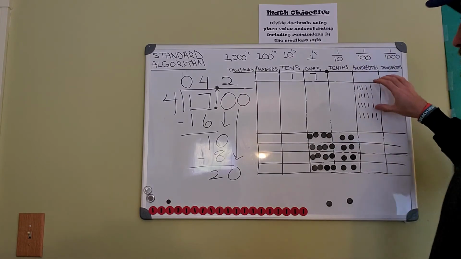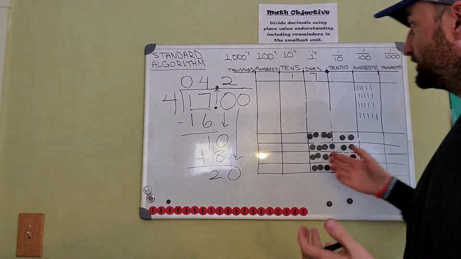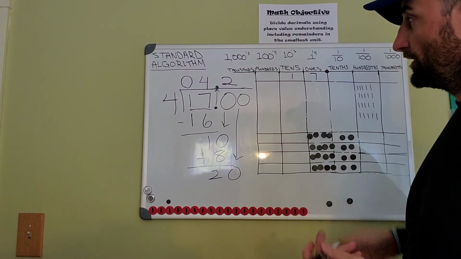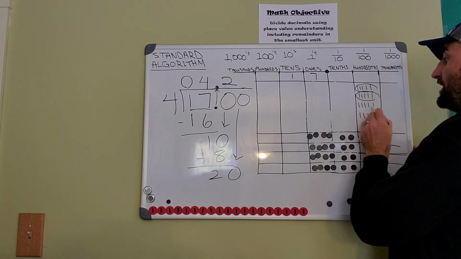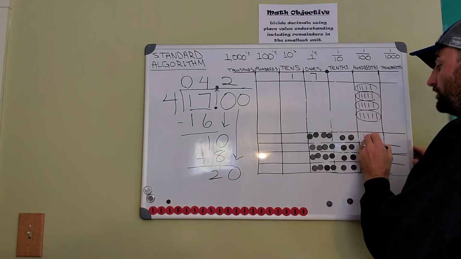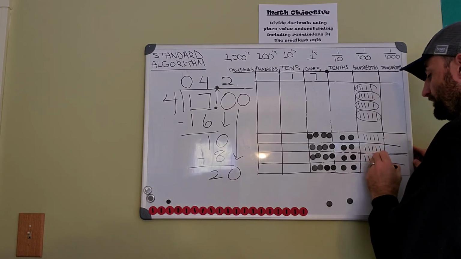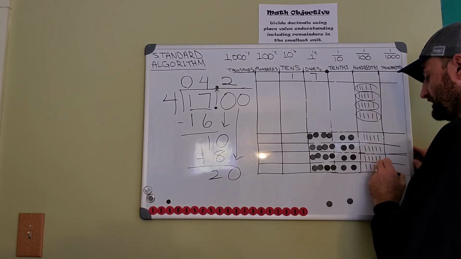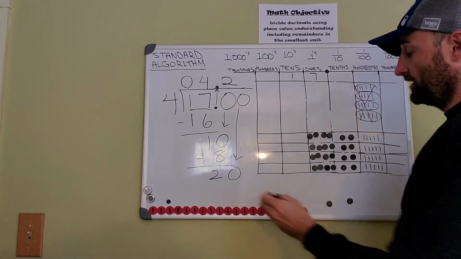Can I break these 20 hundredths into 4 equal groups? I sure can, because I know that 20 divided by 4 is 5. And I'll prove that to you because I have 5, 5, 5, and 5. 1, 2, 3, 4, 5, 6, 7, 8, 9, 10, 11, 12, 13, 14, 15, 16, 17, 18, 19, 20. That uses all my hundredths.